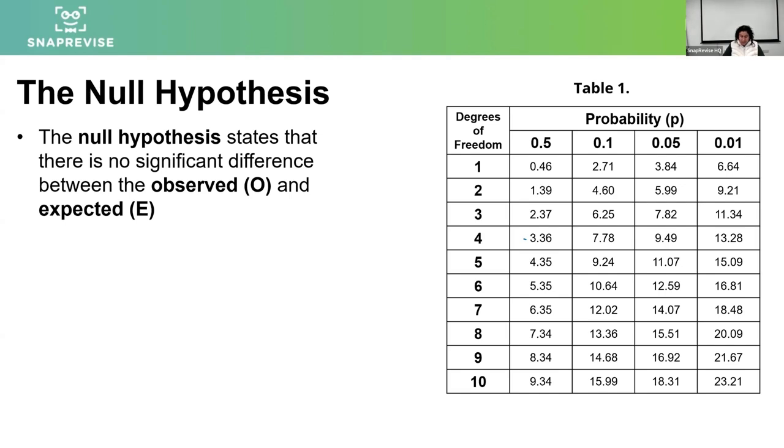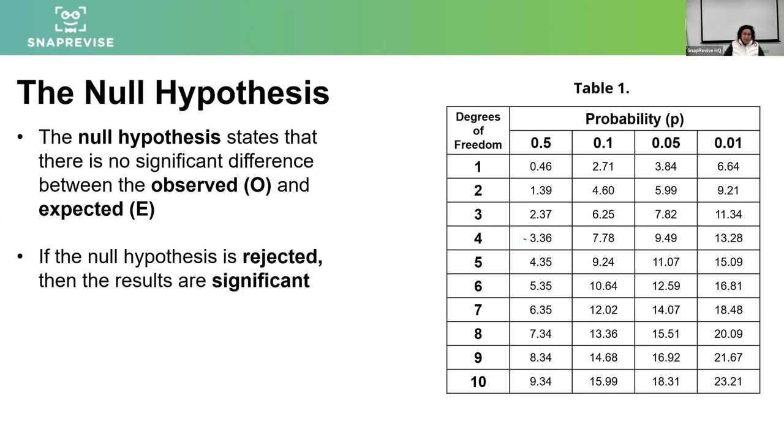If the null hypothesis is accepted, then we didn't have a significant difference between observed and expected. If it's rejected, however, and we're going to see exactly how that works, then the results are significant, meaning they have a significant difference between observed and expected due to an underlying biological reason.